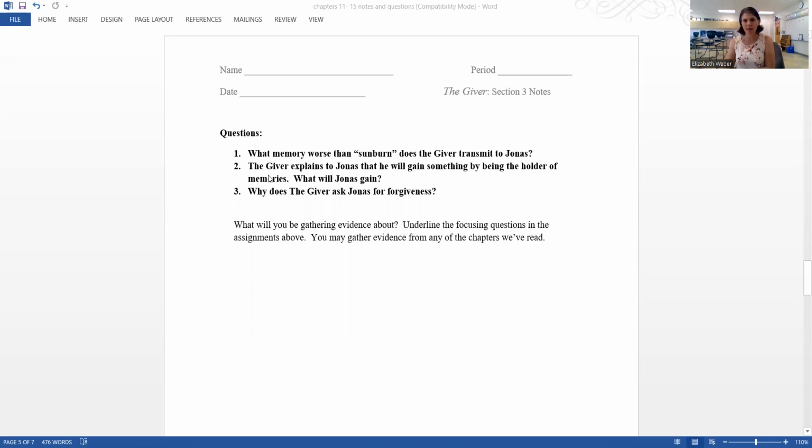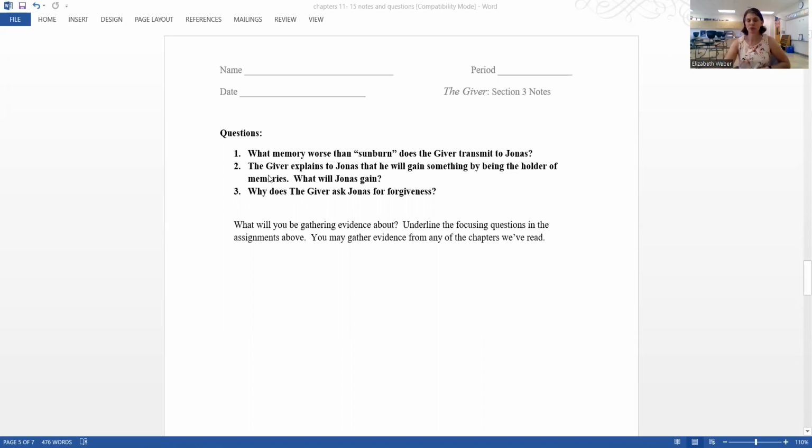Now, I cannot remember exactly if number two is in 14 or 15. So I'm going to read it with you. We see the giver explains to Jonas that he will gain something by being the holder of memories. What will Jonas gain? So that is a very, very specific answer. The hard part will be not only gathering the answer that'll go into your topic sentence, but then being able to support that with other evidence.